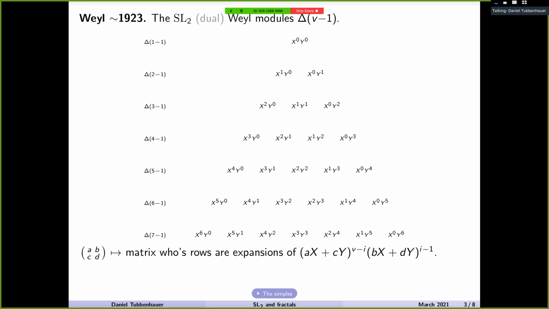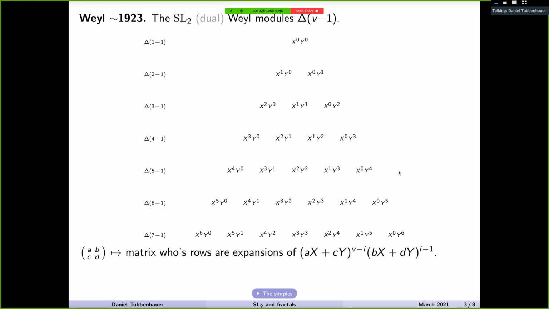Don't get confused if I write something like delta 1 minus 1. Just to be sure, delta 1 minus 1 is just the trivial one. Anyway, Weyl's idea basically works as follows. For each natural number, you have one of those modules, and he writes down a basis. Say you have polynomials in x and y, and the basis is given by the corresponding homogeneous polynomials: degree 3 in this case, degree 4 polynomials, degree 5 polynomials, and so on.